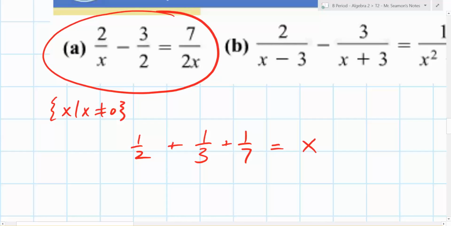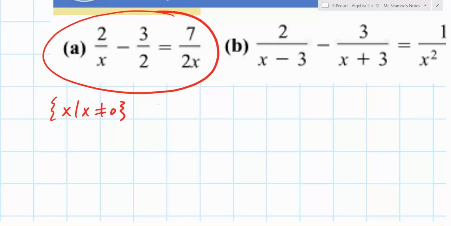42. How did you get 42? It's the least common denominator, right? So what they ask you to do, which I think is a great first step, is not just combining the fractions, which is what I would do, but here's a better way, I think. We multiply everything by the LCD.